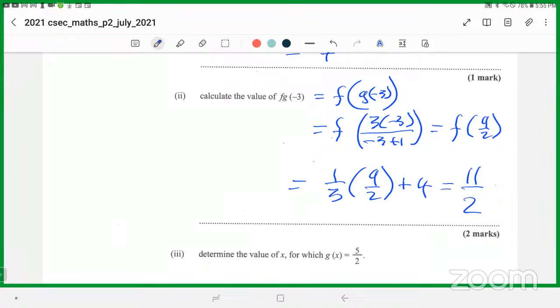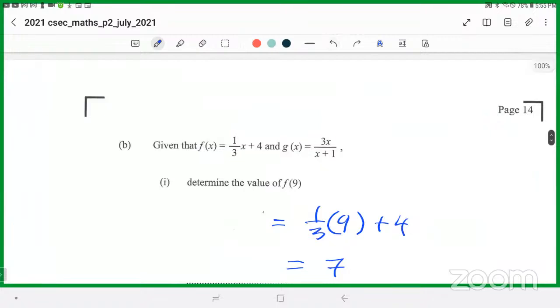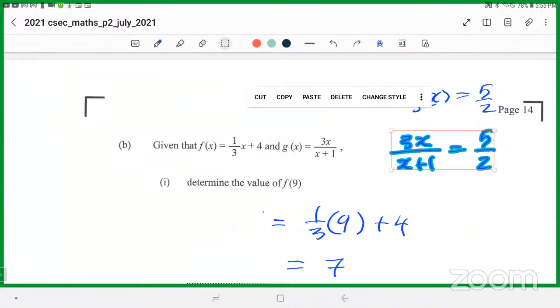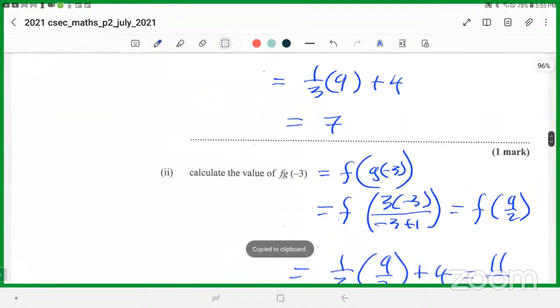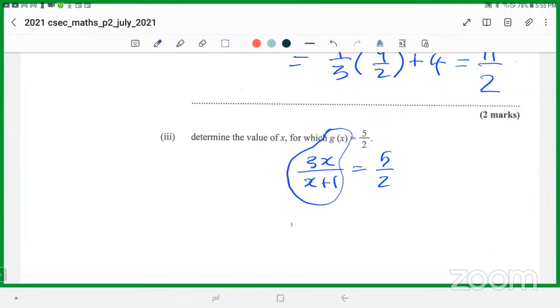Next part says, determine the value of x if g of x equals 5 over 2. So basically now I want to set g of x equal to 5 over 2. Let's write it: 3x over x plus 1, putting that equal to 5 over 2. That's what I mean by g of x equals 5 over 2. So we're solving this now. Let's copy this down. That's what we want to solve. It's equal to 5 over 2.